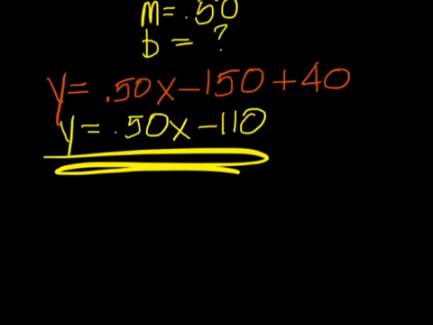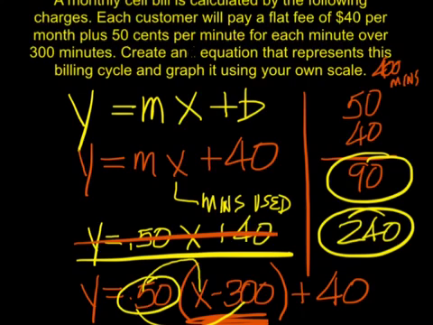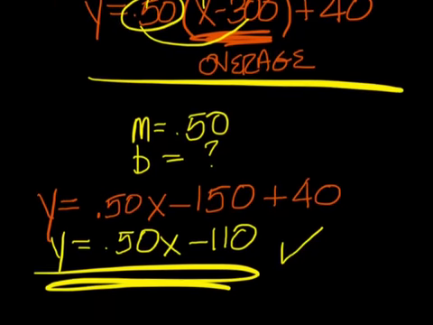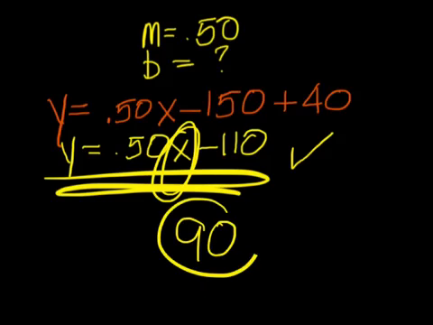Let's test this equation with what we had for our original troubleshooting problem up here. Remember that in the troubleshooting problem I gave you out loud, it was 400 minutes that I used, and we calculated that my bill would be $90. So let's go back down here and try 400 again. Put in 400 right here, multiply it by 0.5, and then subtract 110. What do you get? 90. Is that what we had up front? Yes, so we have the right equation now.